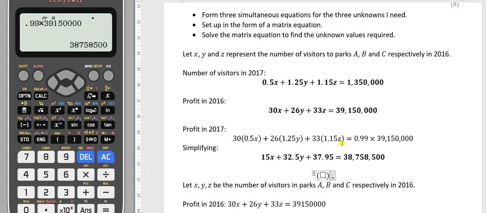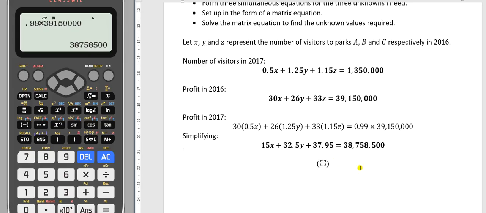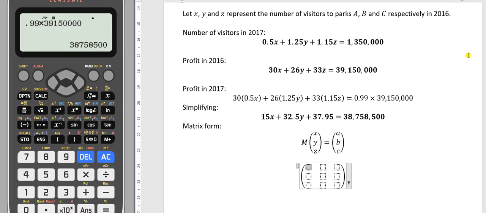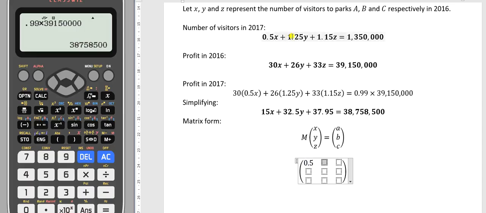Well, if we're solving a matrix version of a set of simultaneous equations, then we think of it as a matrix M, let's call it M for now, multiplied by input values x, y, and z, giving output values that presumably we know, so A, B, and C, whatever they happen to be. So the matrix form of this system of simultaneous equations will look something like this. Crucially, the matrix we will be dealing with should be a 3 by 3 matrix. And the values in it are going to be the values that we've just written out here. So 0.5, 1.25, 1.15. Those are the coefficients of x, y, and z.